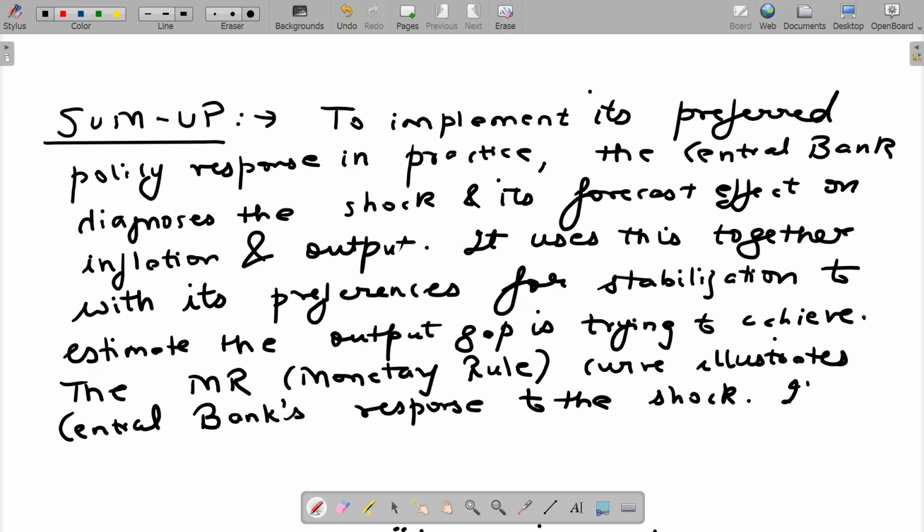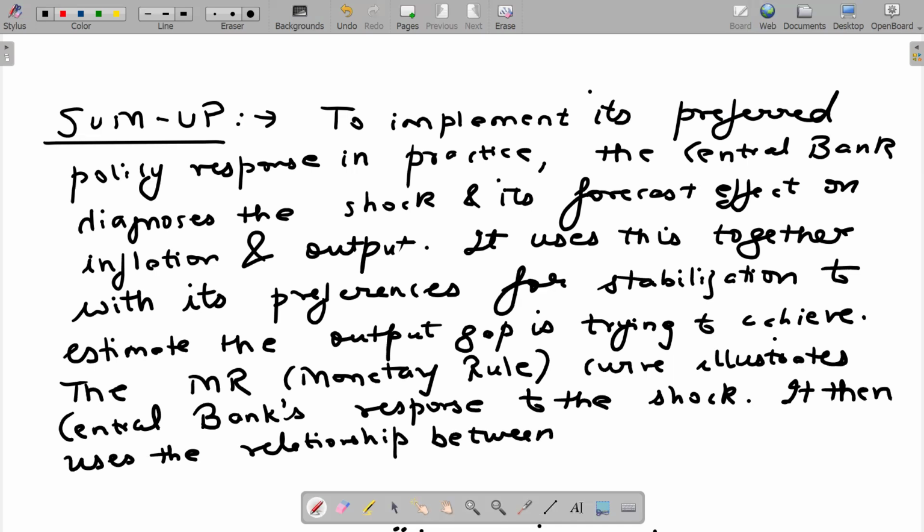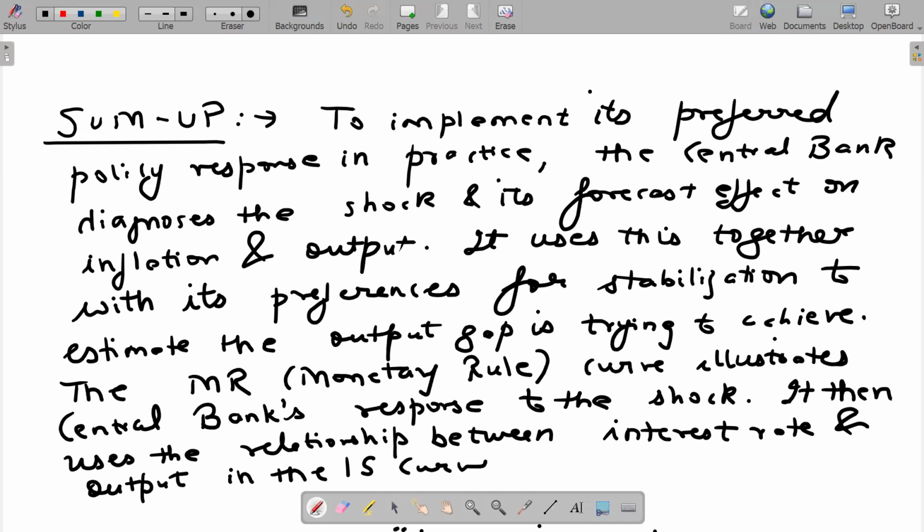It then uses the relationship between the interest rate and output in the IS curve. Remember, the IS curve shows the relationship between output and interest rate. So it's then going to use the relationship between interest rate and output through the IS curve to implement that choice.